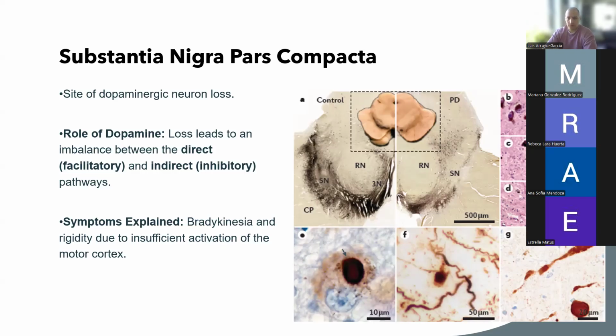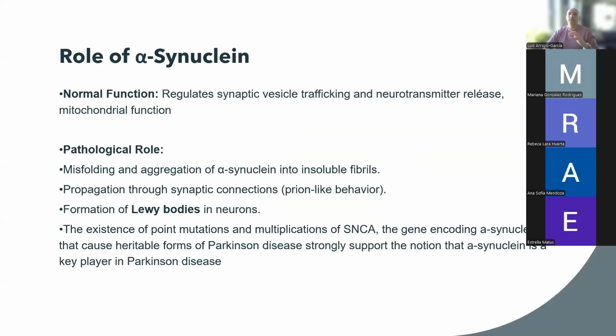Okay. So we have the substantia nigra compacta, which is part of the basal ganglia. That is very well understood, I hope. Then we're going to check why this is happening.